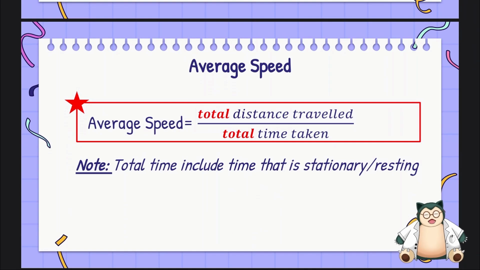So for average speed, the formula is similar to what we learned in speed. However, we just add a total in front of both the distance and time taken. Now, why this is very important is because the total time includes the time that the object is under rest or stationary. If, let's say, the question involves a car moving and then suddenly it stops and then it moves again, the time taken when it stopped is included in the denominator.